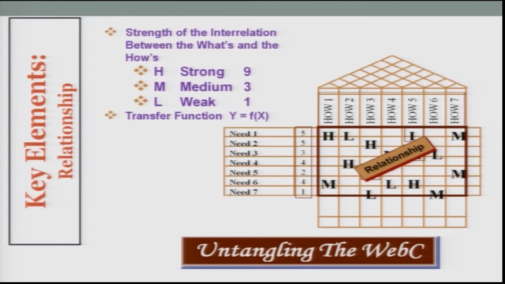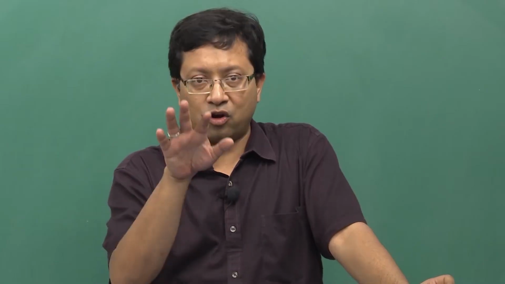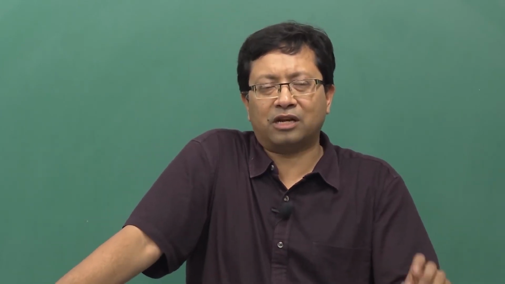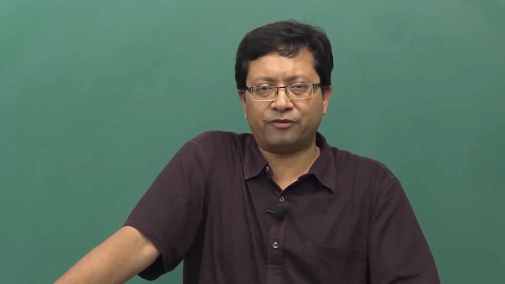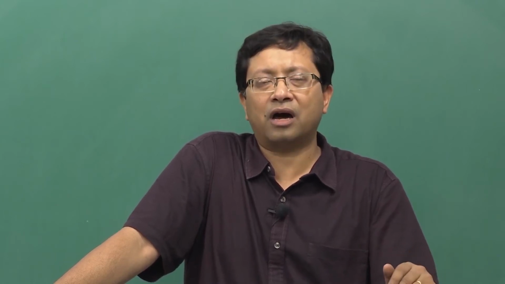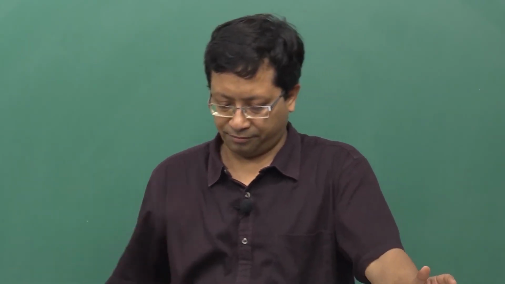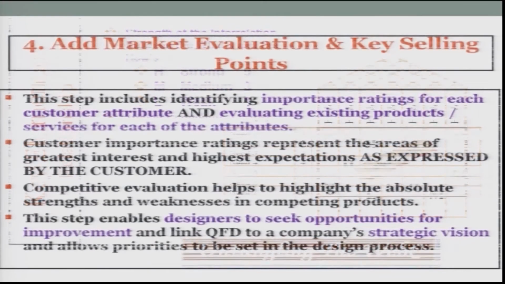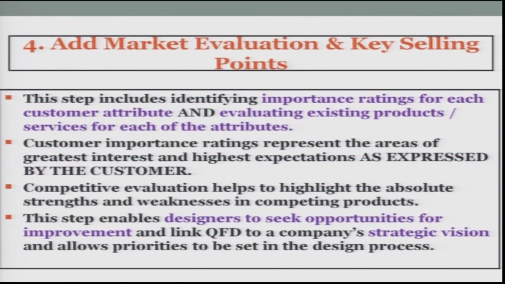The points which are mentioned there, 9, 3, 1, are not sacrosanct. They can be based on any other perception, depending on the level of importance the design and manufacturing parameters or attributes have, and what the customer thinks is important for him or her. So, basically then you add in the fourth set of points, where the market evaluation and the key selling points are considered. So, these are done in this way.